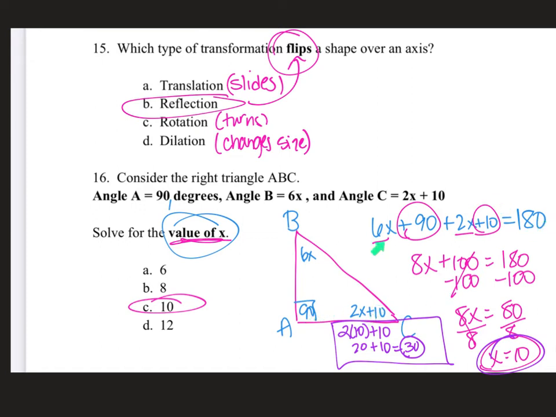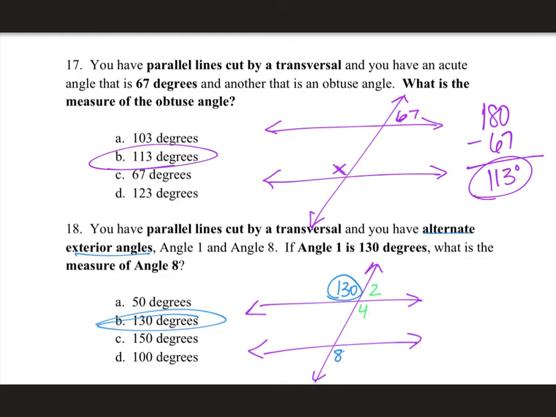When I did this, I combined like terms. 6x and 2x gives me 8x. 90 and 10 give me 100. Bring down the 180. We're going to subtract, and we get 8x equals 80. Divide by 8, and x equals 10. So your final answer on this one, that's all they want to know, is what is the value of x? So that is 10.